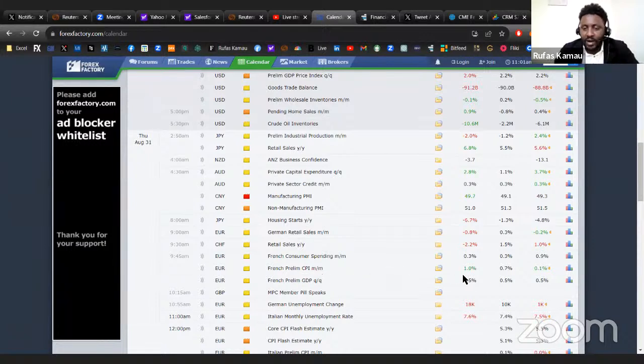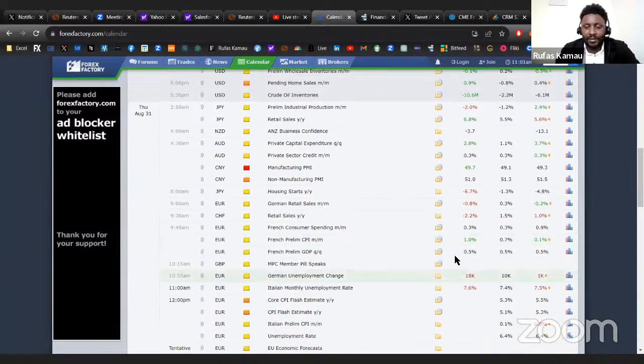Preliminary CPI for France, 1.0%. This is quite a big jump. It basically means that inflation is jumping higher from a previous reading of 0.1 to 1.0%. It basically screams inflation coming back to the European regions. And this is a data point for France, so we'll be expecting this data point to have an impact on the overall Eurozone inflation.